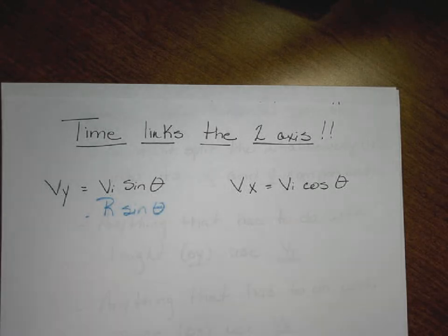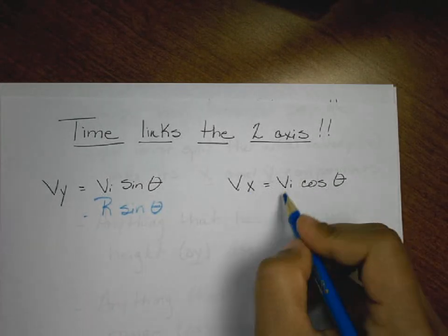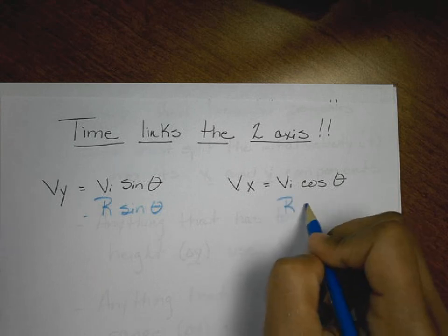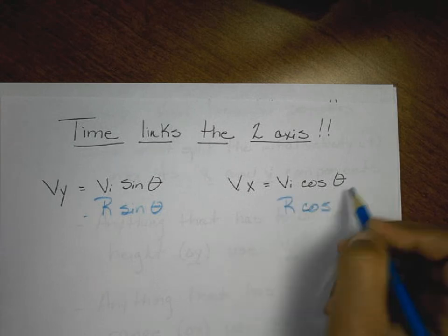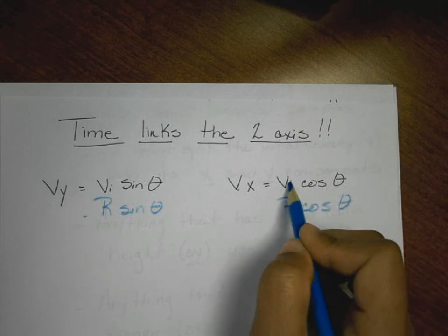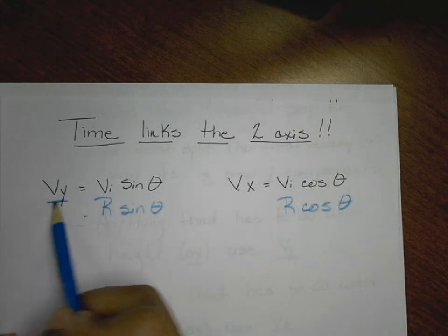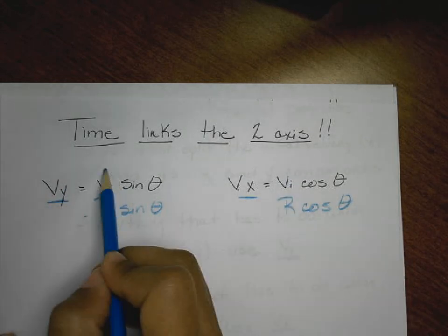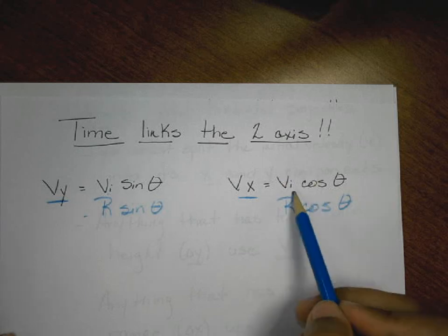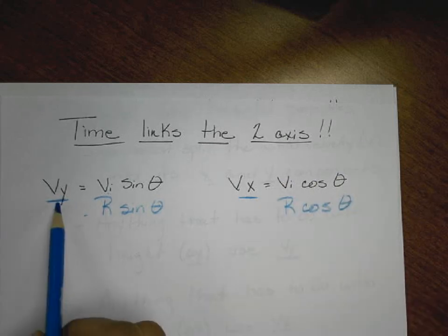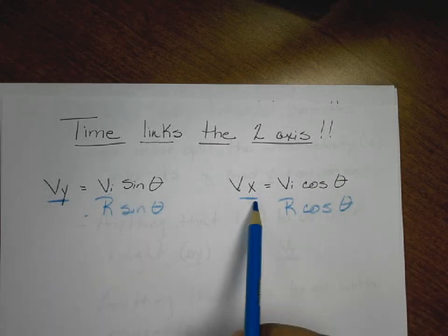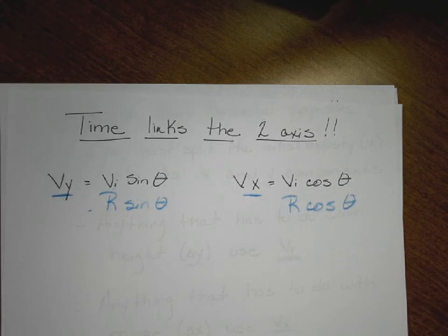R sine theta. And how do you get the x component? That's R cosine theta. The R in this case is the initial velocity, that very initial number before the split. Once you get these velocities, then you never go back to this number. Never go back to the initial velocity. You're either going to use velocity on the y or velocity on the x, depending on what it is you're looking for.